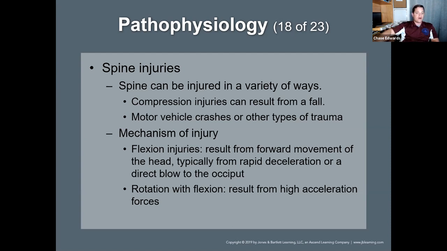And then you have what's called a rotation with flexion. Injuries to the C1 and C2 areas of the spine are considered unstable. And the rotation flexion injuries can often result from high acceleration forces. C1 and C2 on up there, right?